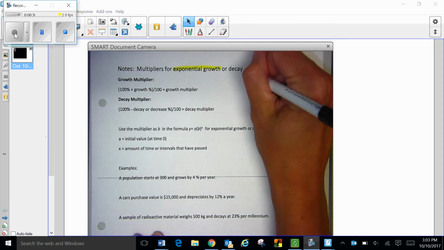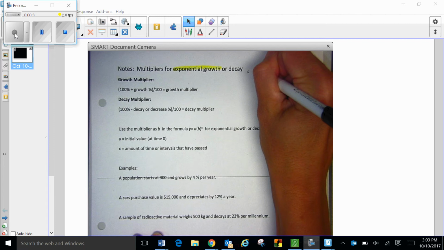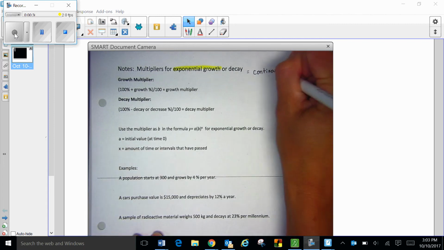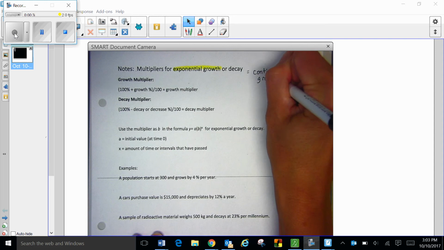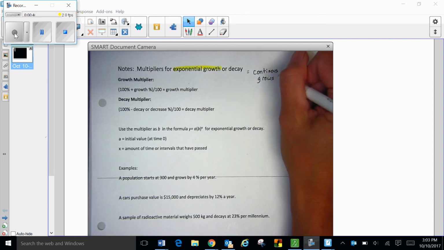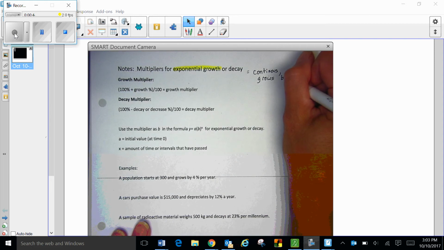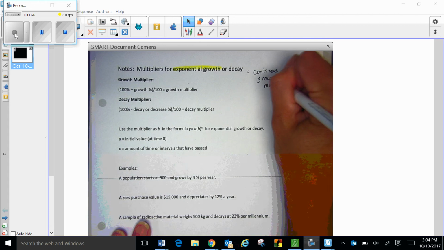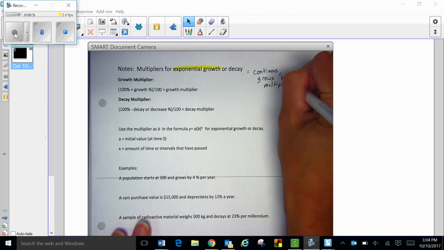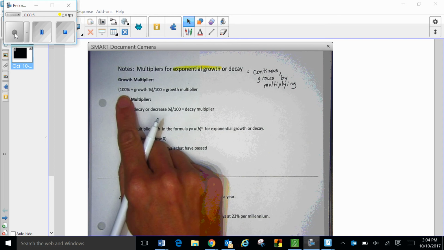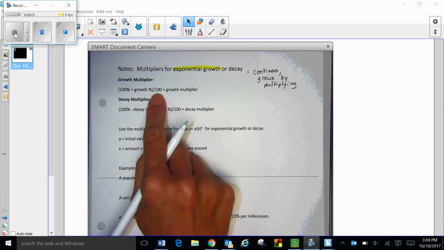except that it's continuous. It still grows by multiplying, but we don't just have individual terms the way we do in series. So when we have growth, we often have percentages of growth, and we have to find the multiplier. It'll tell us the percent growth, but we have to figure out what to multiply by.